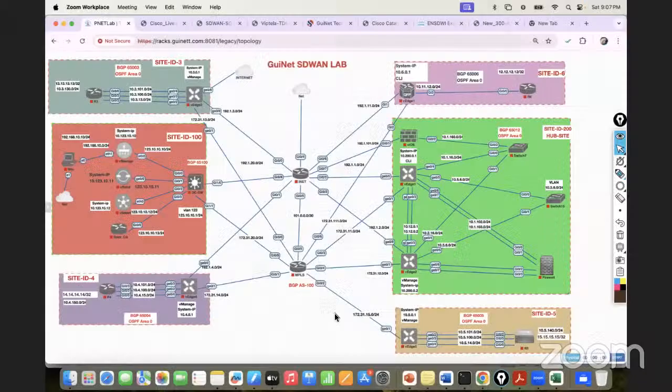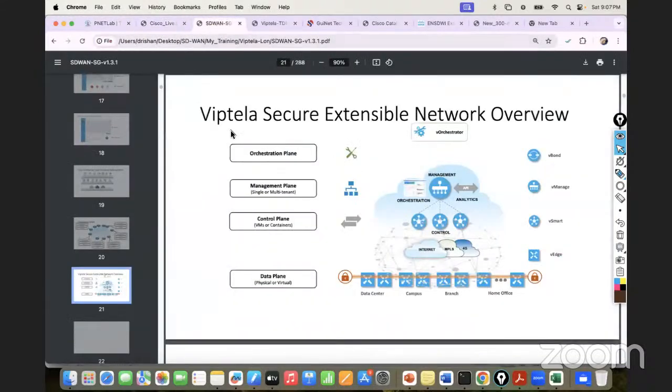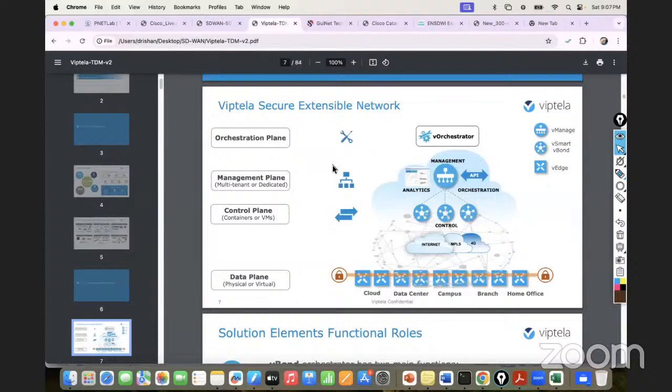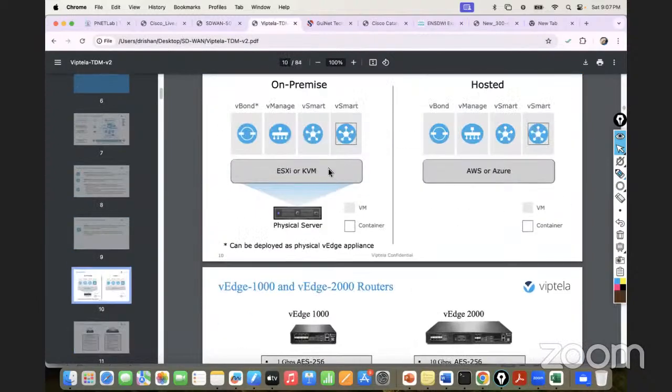Yes, so the controller, it is never going to be hardware. It is always going to be virtual. It can always be deployed in the cloud or maybe on a physical server.